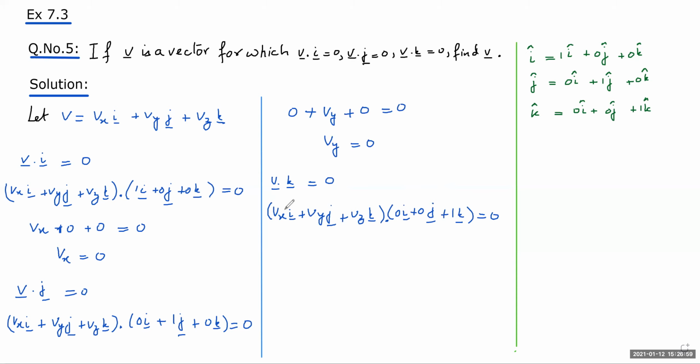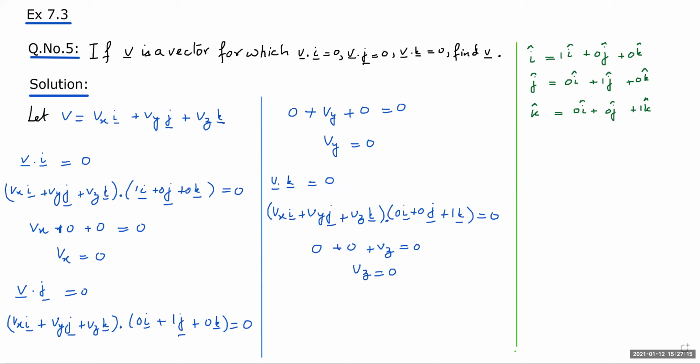Perform this dot product. Vx into 0 gives us 0. Vy into 0 gives us 0. Plus Vz into 1 gives us Vz, and the right hand side is 0. Result, Vz equals 0.